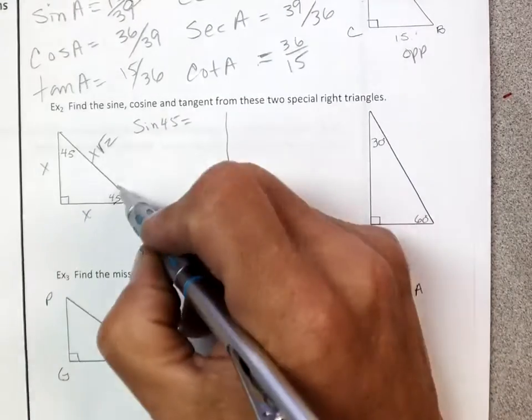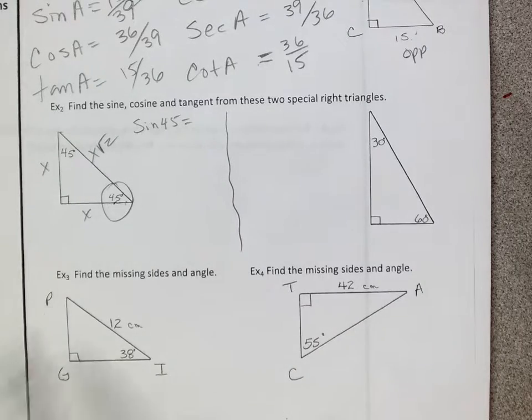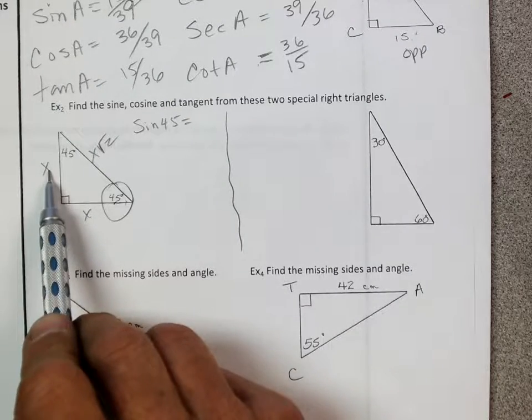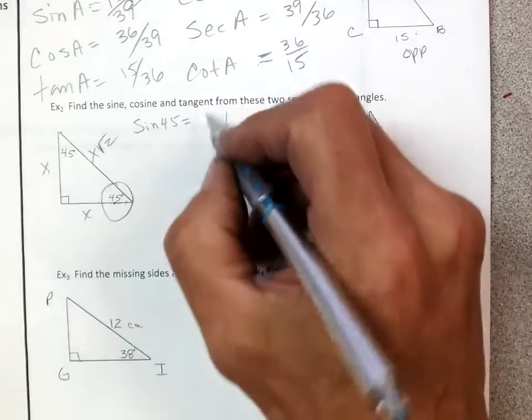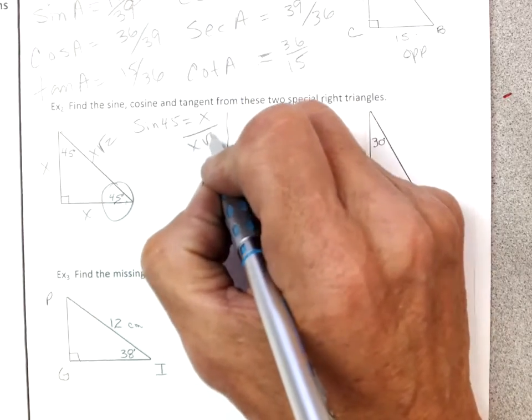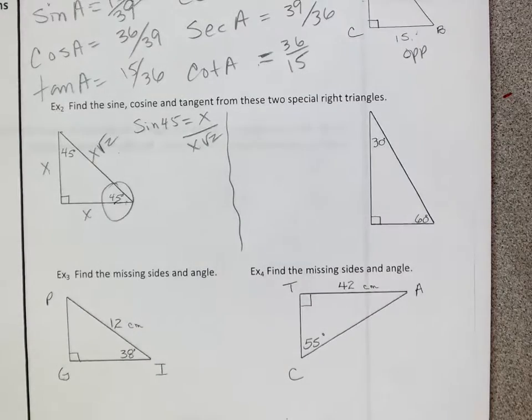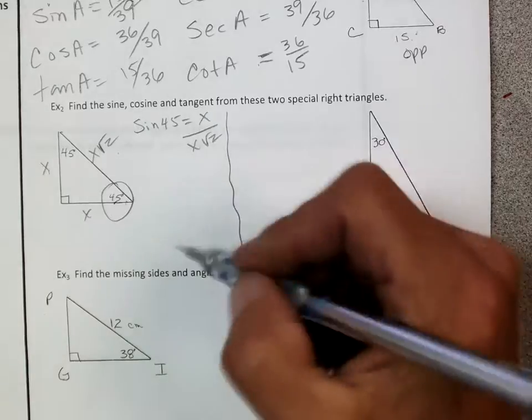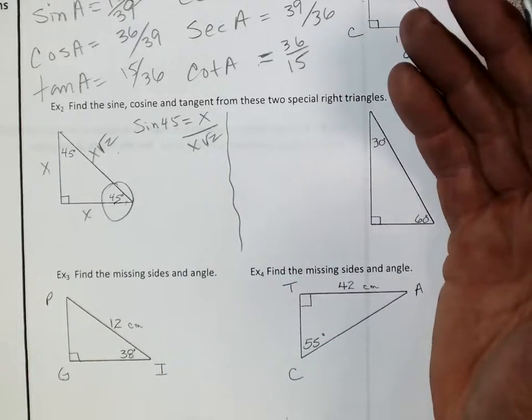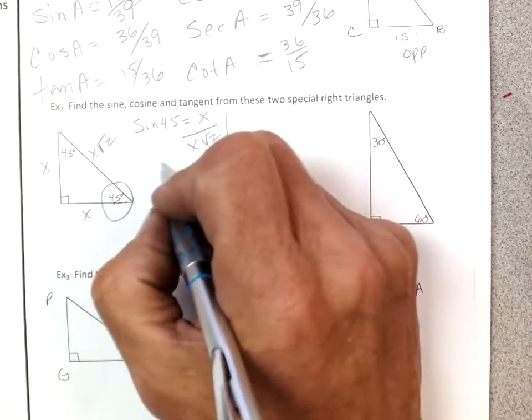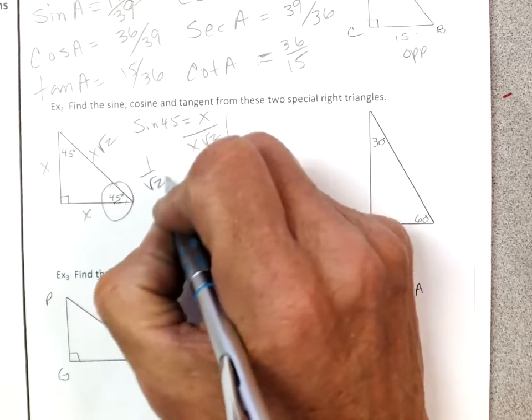It's easier. So what is sine? Opposite, right? Over hypotenuse, right? So it's going to be x over x square root of 2, right? What the heck? X over x. What's x over x? 1. So the answer is just 1 over the square root of 2, isn't it?